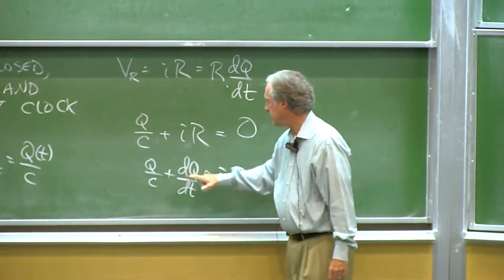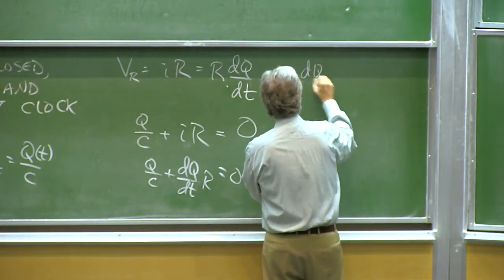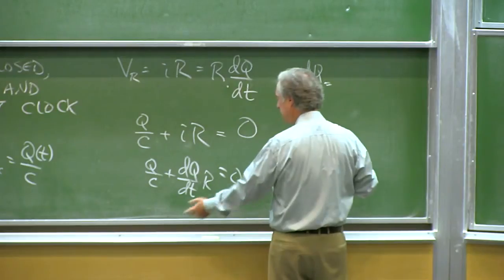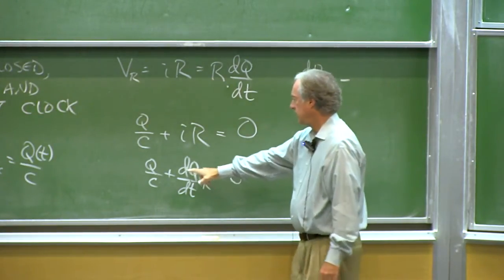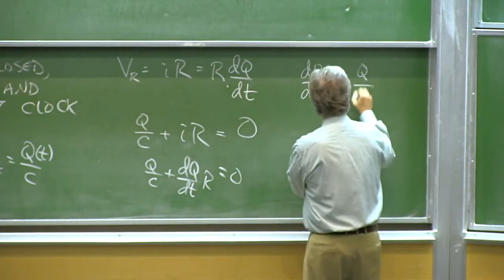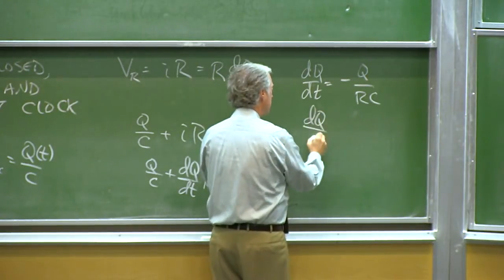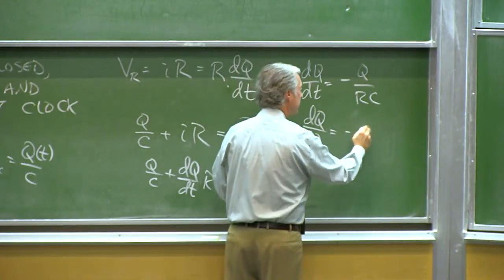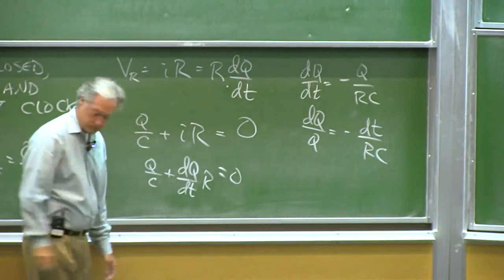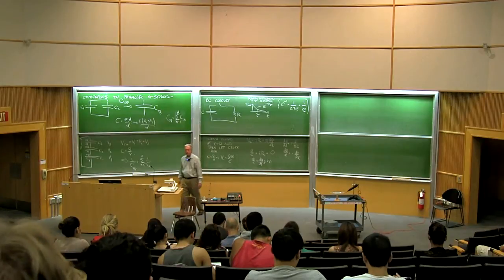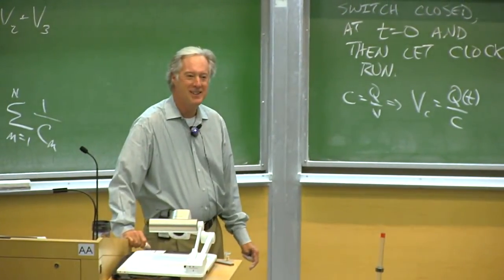I've got a Q and a dq dt, and I've got an R, so dq dt is equal to, let's move stuff over, minus Q over RC. dq over Q is minus dt over RC. A differential equation. Not too hard.